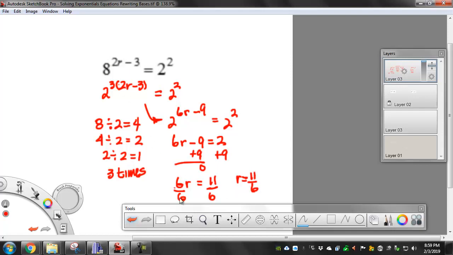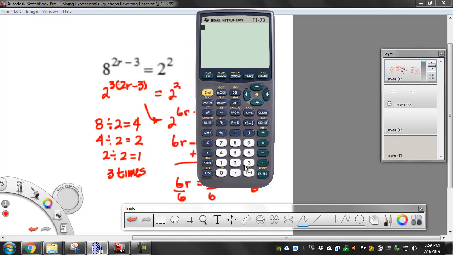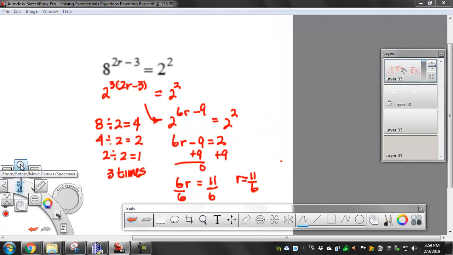So let's go ahead and type this in our calculator and see what happens here. So my answer is 11 over 6. So I have 8 raised to the 2 times 11 divided by 6 minus 3. And it better be equal to 4. And we know 2 squared is 4. So is it 4? Yeah. So it checks out. So this is not too much different from what we've done before.